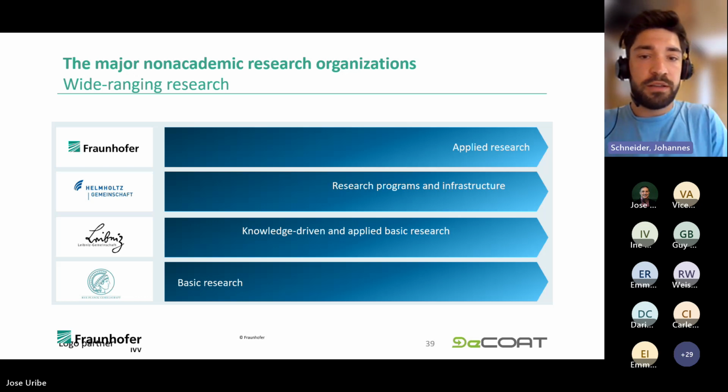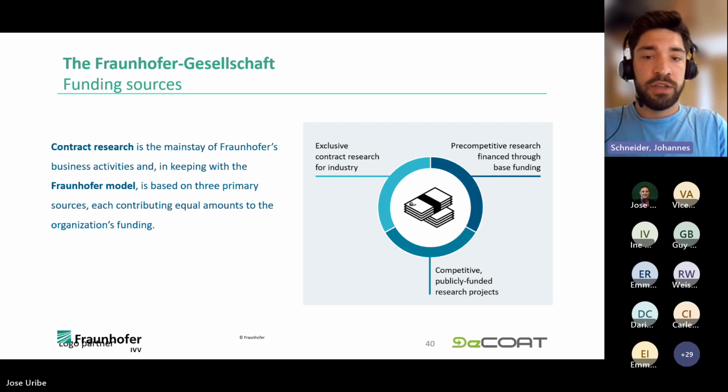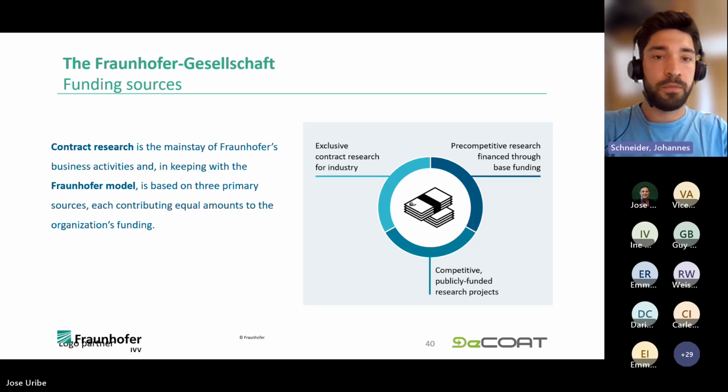And on the next slide, you see that, as I initially said, contract research is a mainstay of our activities. So this is equally distributed into publicly funded research, so funded by national governments, or in the example DECOAT from the EU, and 50% is also bilateral research contracts with industry partners. So this is equally distributed here.